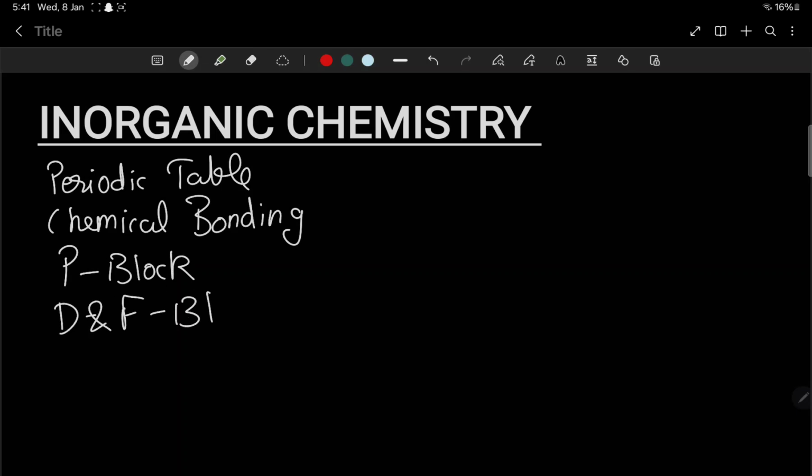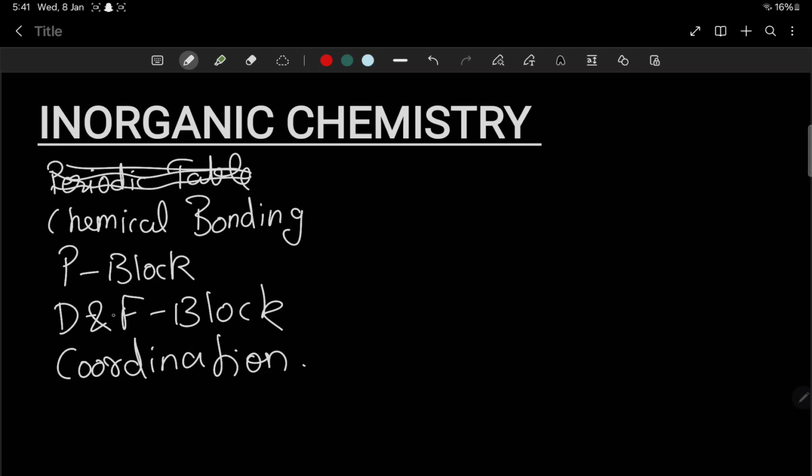That is the periodic table, that periodic classification, then chemical bonding, P block, D block, D and F block, and coordination compounds and coordination chemistry. These are the important chapters. The thing is that only 5 chapters are there. In that, periodic table we'll not be revising, because if you revise D and F block and P block itself, periodic table will for sure be set for you. So no need to revise that.